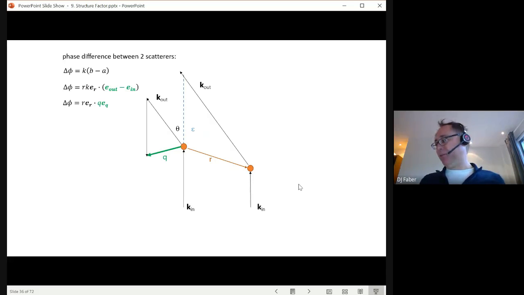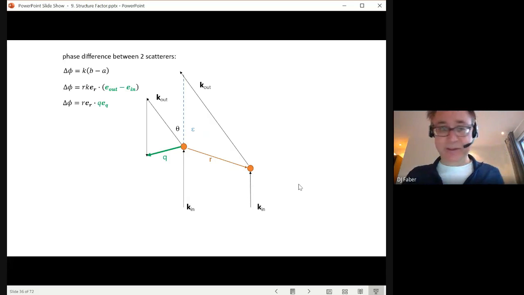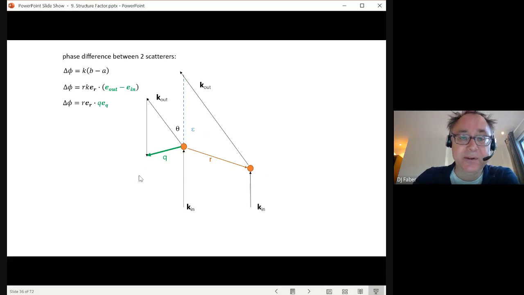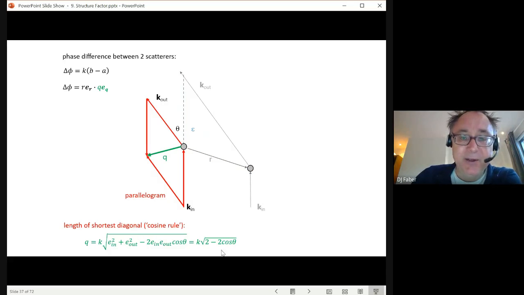So we've solved part of the problem. The only thing that we now have to do, if you really want to calculate the phase difference, let's assume that we know what the distance between the particles is, is calculate the magnitude of this vector q in order to calculate the phase difference. So we shifted the problem a little bit. I'm not going to dwell too much on that, but you can draw a parallelogram that uses the vectors k out and k in, and that has the vector q along its shortest diagonal.